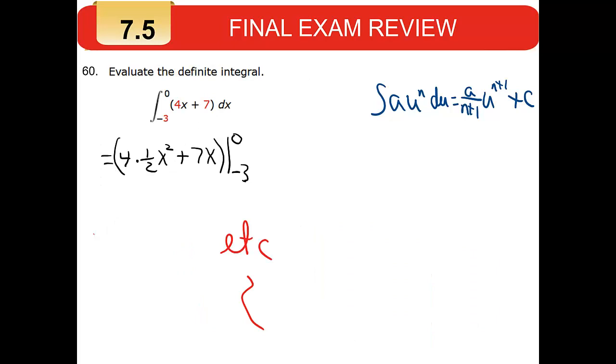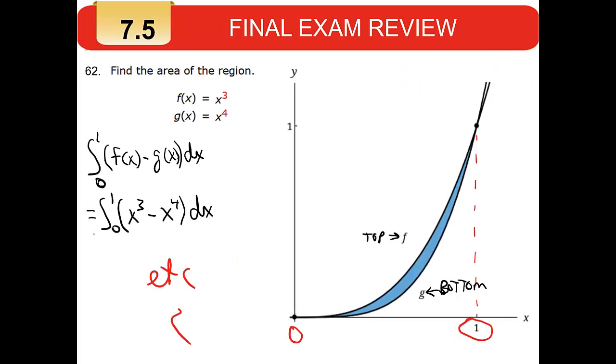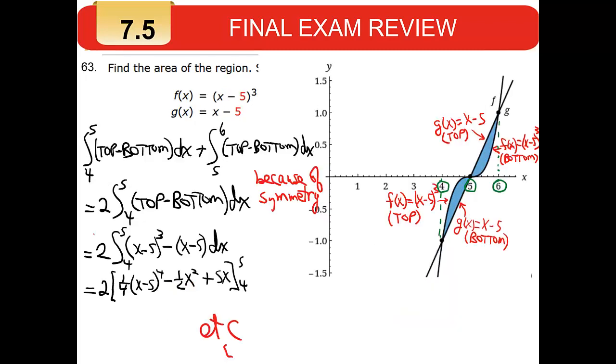Evaluating a definite integral, you take the antiderivative of the integral and you evaluate it from the top limit minus the bottom limit. Again, a definite integral, you take the integral of the inside, but then you have to evaluate it top minus bottom. The area between those two curves, the top curve is f and the bottom curve is g, so you're going to do f minus g and you're going to integrate from 0 to 1.